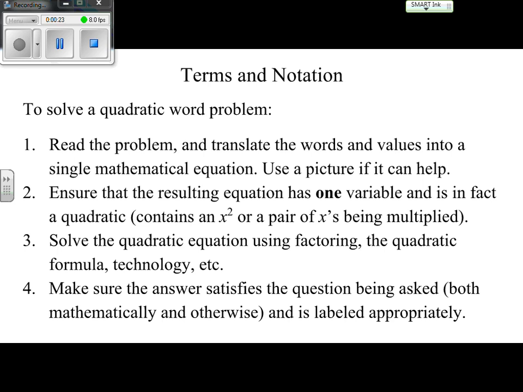So the first thing we need to do is make sure we're actually reading the problem. And then our goal is to translate those words and the given values into a single mathematical equation involving an equal sign. And when I say single mathematical equation, the last time we were solving word problems, we were doing linear systems where we'd have multiple equations, often multiple variables. This time, just a single mathematical equation. And if it helps, we can use a picture.